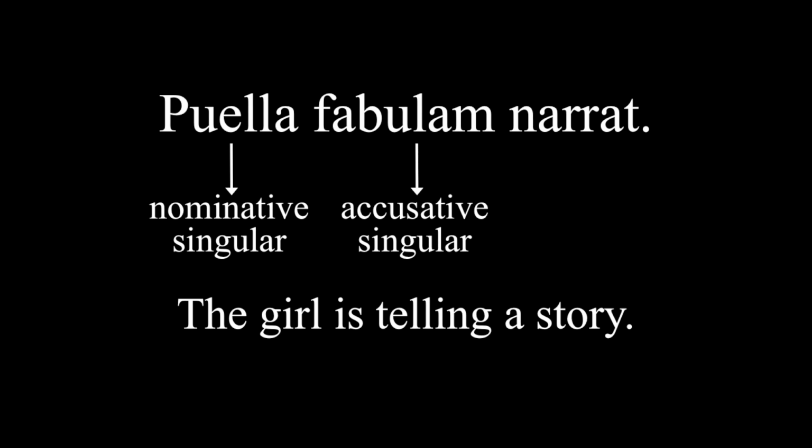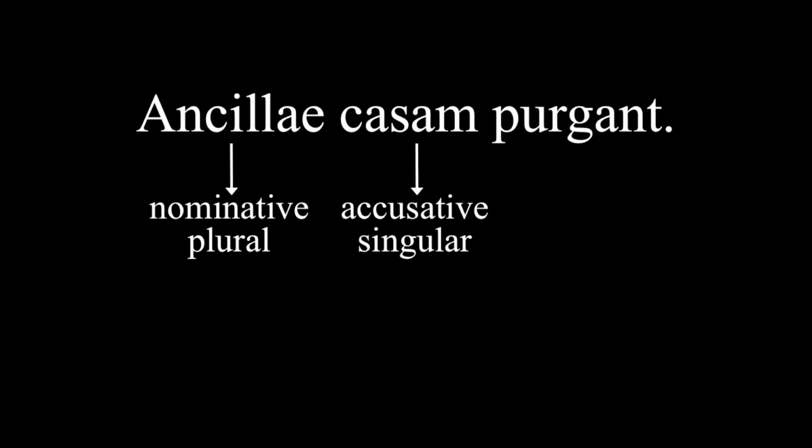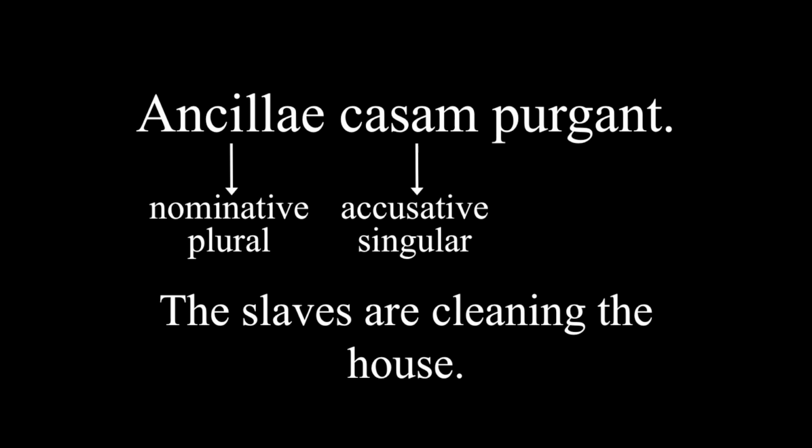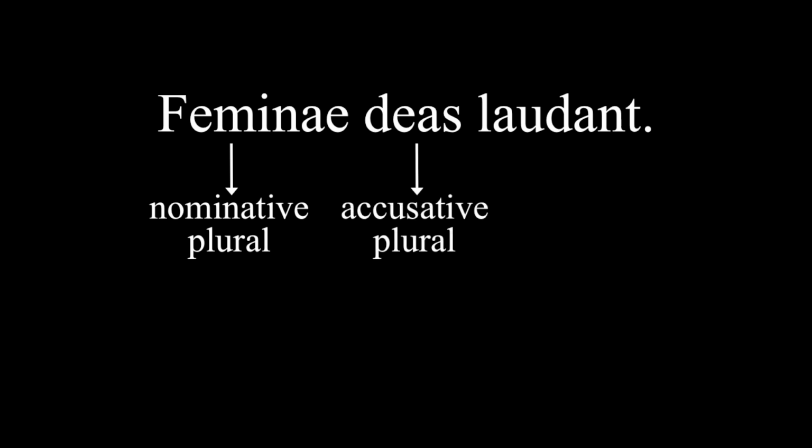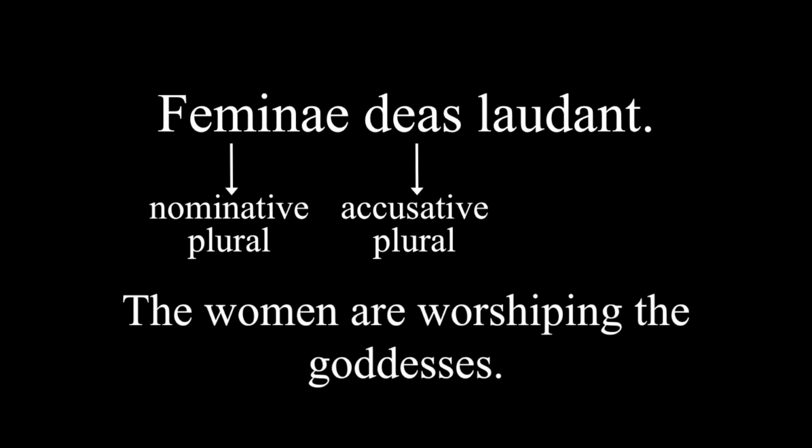Okay, next one. Ancillae casam purgant. Ancillae is nominative plural. Casam is accusative singular. So this sentence means the slaves are cleaning the house. Next one. Feminae deas laudant. Feminae is nominative plural. Deas is accusative plural. And therefore this means the women are worshiping the goddesses.